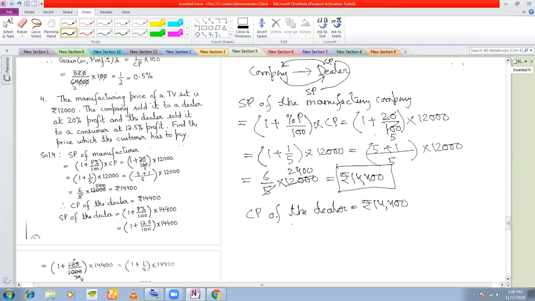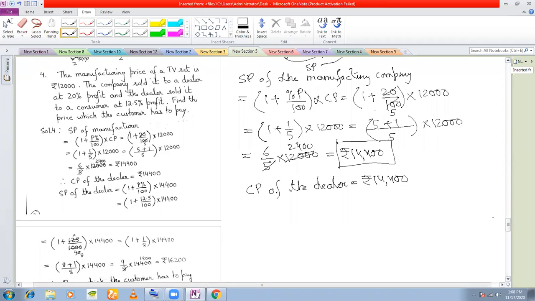Now what happens? This dealer sells it to a consumer. Consumer means people like you and me who will be using the TV. The dealer sells it at a profit of 12.5%. So how much does the consumer pay? The consumer pays whatever price the shopkeeper, the dealer, sells it at, right? So the selling price of the dealer is the price that the consumer pays.